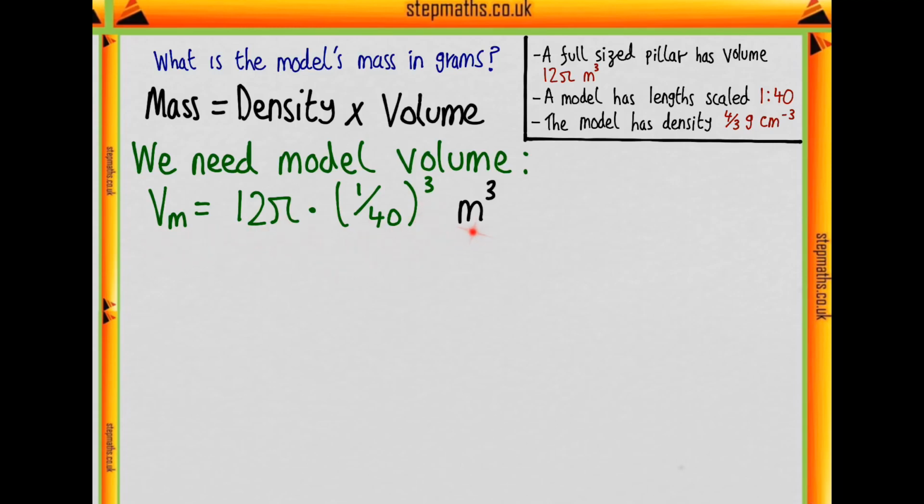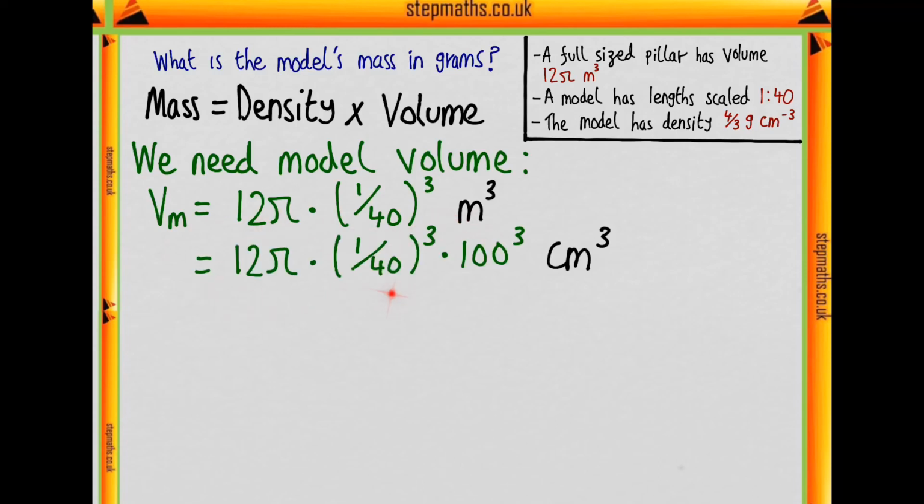1/40 cubed metres cubed. Now, this is a pretty horrible number, but now it's time to look at the units. So we've got this full-size pillar in metres cubed, but we're given here our density as 4/3 gram per centimetre cubed. So if we convert this into centimetres cubed, not only does it agree with this, the number will also be more reasonable and not so stupidly small. And indeed, that is the case. We get this if we convert it to centimetres cubed.